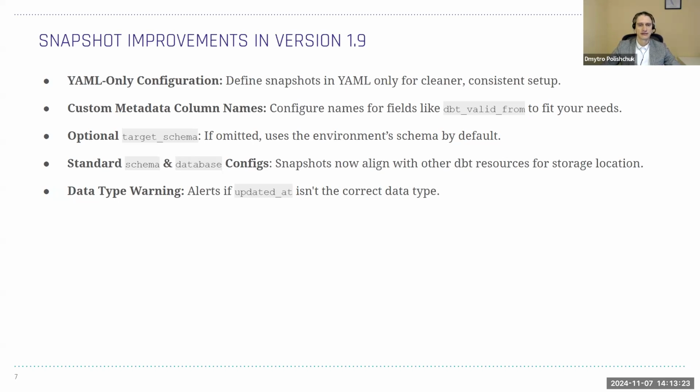And last but not least, in the new dbt version, dbt will generate a warning if the updated_at column doesn't have a correct data type, enhancing data integrity.